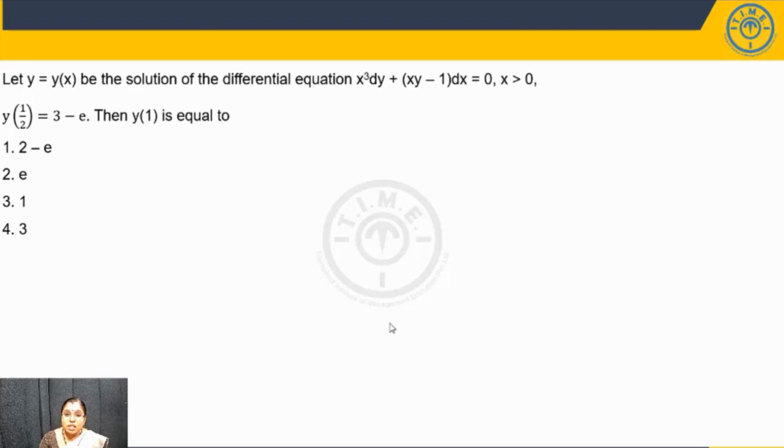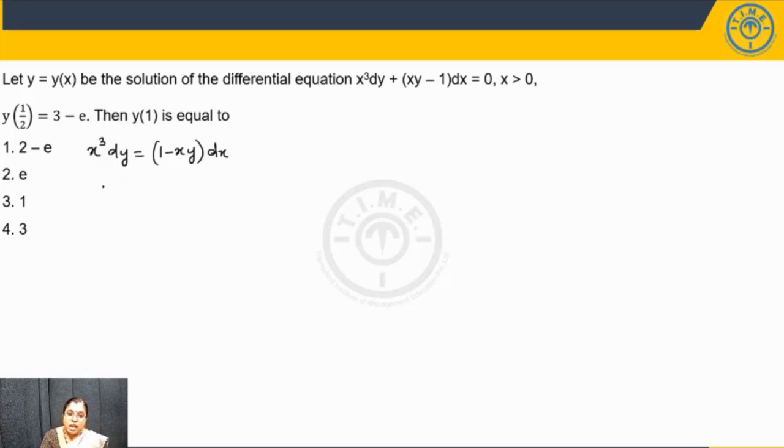So let's first try to rewrite this equation like this: x cube dy equal to, when you take this term to the right hand side, it will become negative, so I'm going to write it as (1 minus xy) dx. Now just by looking at this, we are sure that this is neither variable separable nor homogeneous. So I'm just going to convert it into the form of a linear differential equation.